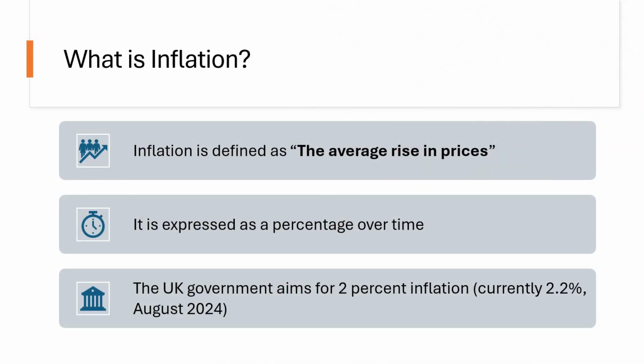Now, what is inflation? Inflation is defined as the average rise in prices. Now, this is expressed as a percentage over a time period, normally a year. The UK government aims for 2% inflation. It is currently 2.2%, and I'd recommend keeping up to date with that figure.